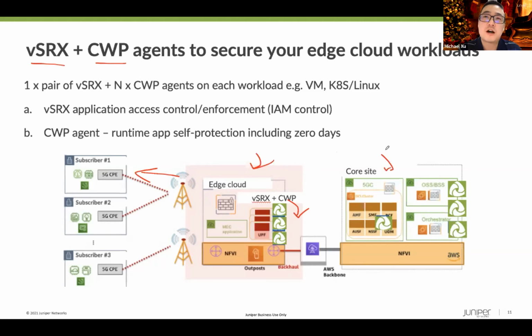The reason they want to build the edge cloud is really to bring the content closer to the user, to reduce the latency and improve the user experience, right? So on both the edge cloud and the core side, you'll be hosting the application. So the CWP over here is applicable. We're going to install the agent on each of the OS, tightly coupled with the application itself. And of course, on the edge cloud, which is user-facing, we're going to put a VSRX to perform the access control or application enforcement. And the CW agent, sitting on each of the OS right next to the application, is going to perform the RASP, or runtime application self-protection, including zero days.